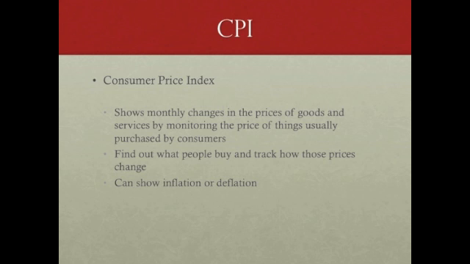The reason they do that is they use it to measure inflation, which we're going to talk about, inflation and deflation, here in a minute. But CPI, the Consumer Price Index, can be used to show inflation or deflation. They track prices of everything. For example, gas prices. You can go back and see gas prices for the past 30, 40 years because of this CPI index they keep, this Consumer Price Index.